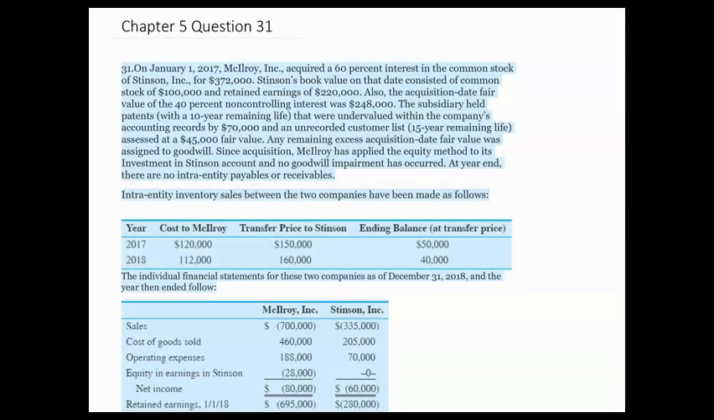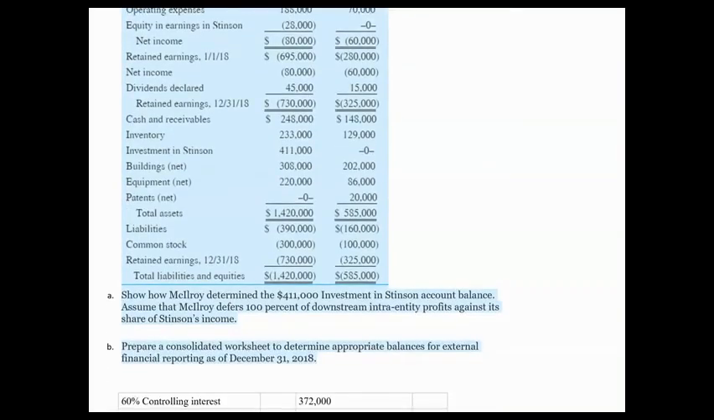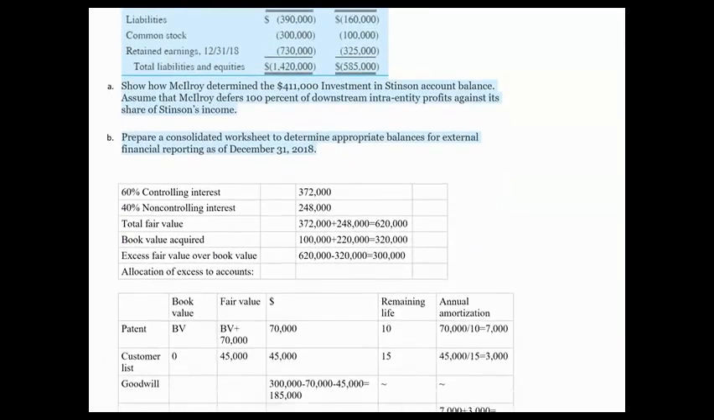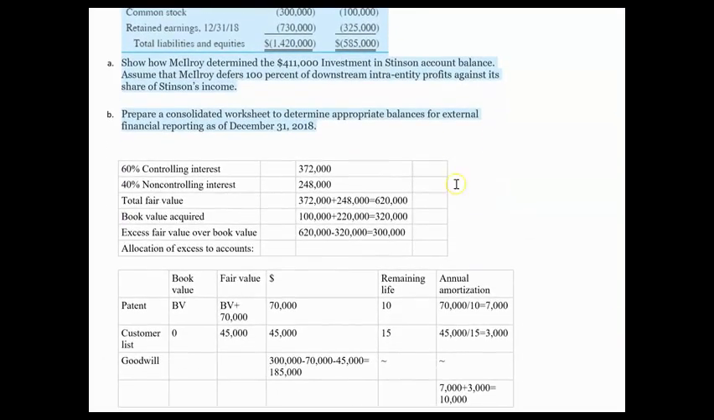Question 31. In this question, we need to answer two questions. So before we go to the questions, let's first prepare the allocation schedule of the acquisition day subsidiary fair value. Okay, so this is the schedule I prepared, and start with the fair value of the controlling interest.